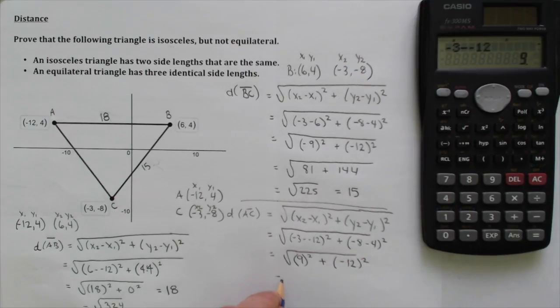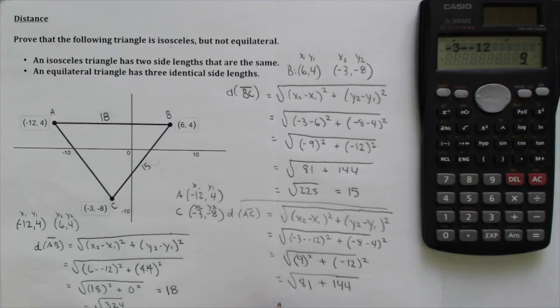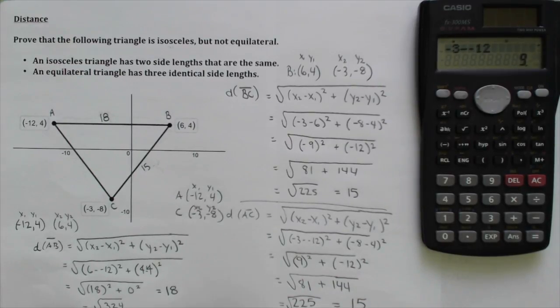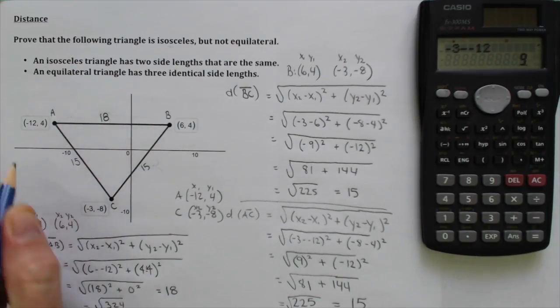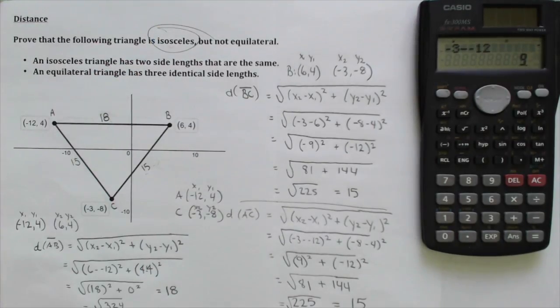Remembering again that we have to square that negative, that's going to give me a positive 81 plus a positive 144, right? Negative 12 times negative 12. If you're getting negative here on your calculator, use those brackets. That's going to be equal to 225. And then the last step is to take the square root of that number, which is 15. So since we're getting 15, 15, and 18, we know we are dealing with an isosceles triangle.